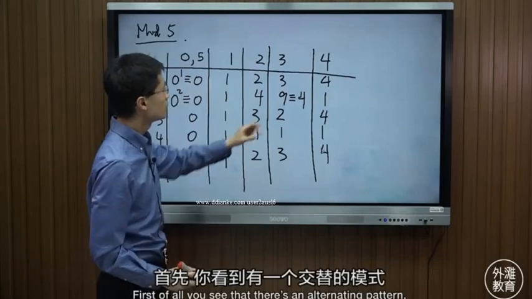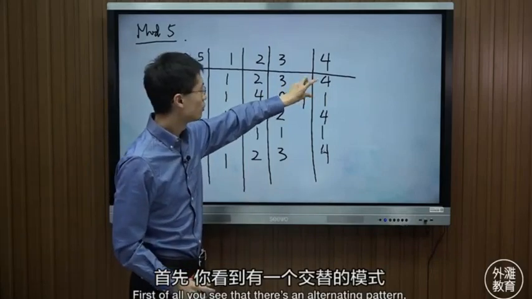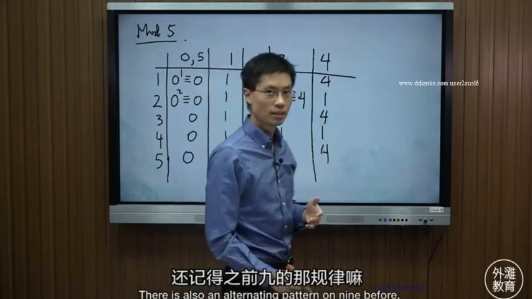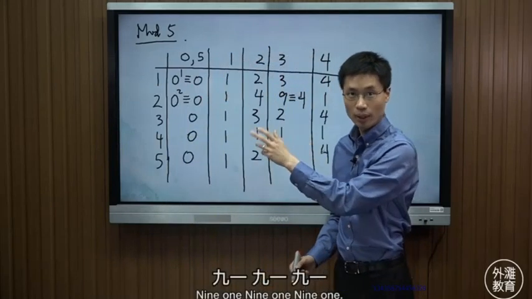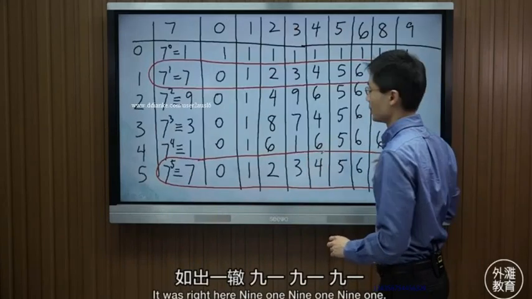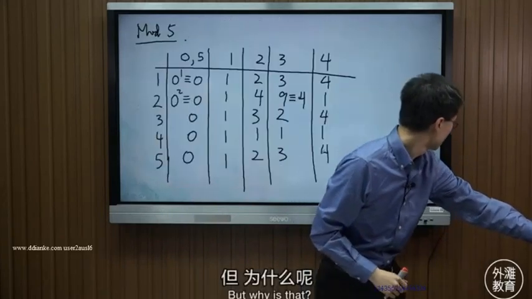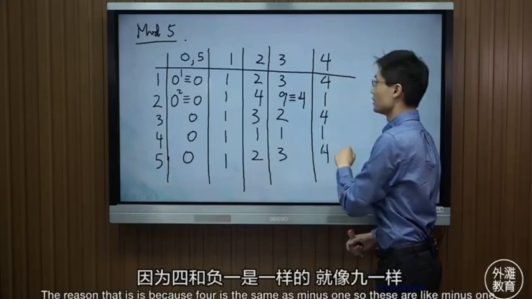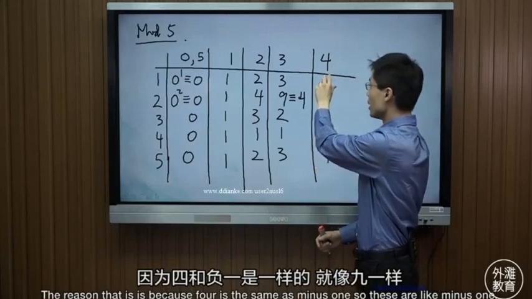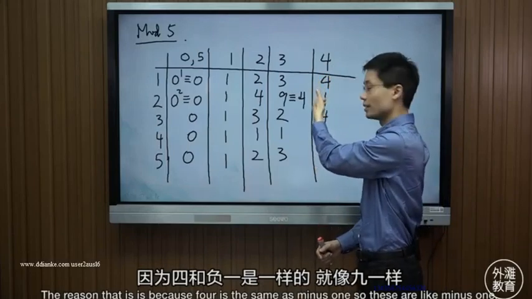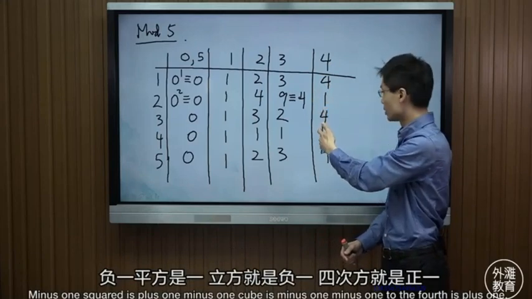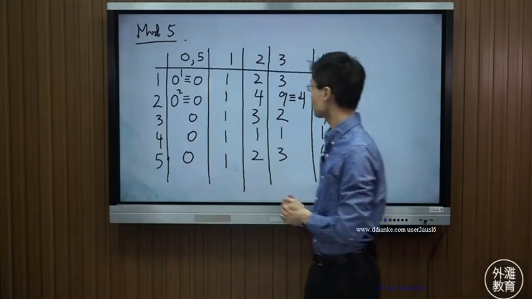First of all, you see that there's an alternating pattern 4, 1, 4, 1, 4, 1, 4, 1. There was also an alternating pattern on 9 before. 9, 1, 9, 1, 9, 1, 9, 1. It was right here. But why is that? The reason is that 4 is the same as minus 1. So these are like minus 1 squared is plus 1, minus 1 cubed is minus 1, minus 1 to the 4th is plus 1, and so on.